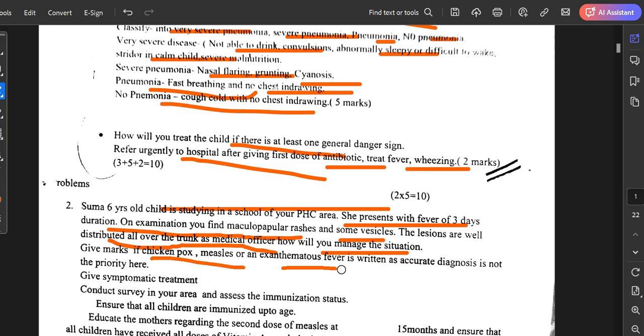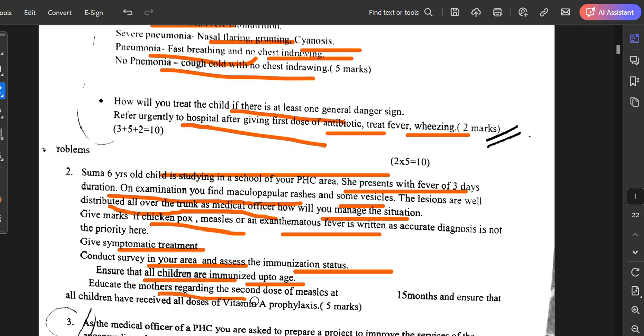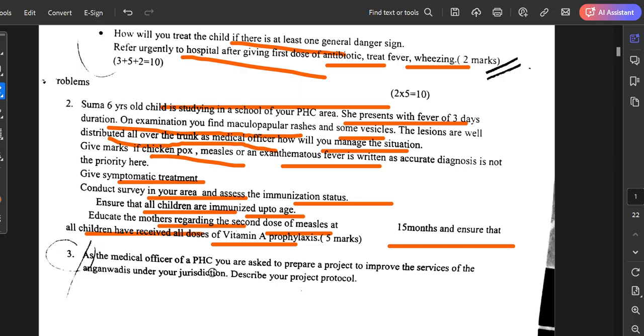So it may be chickenpox or measles, an exanthematous fever, and an accurate diagnosis is not the priority here. Give symptomatic treatment. Conduct a survey in your area and assess the immunization status. Ensure that all children are immunized up to their age. Educate the mothers regarding the second dose of measles, which is at 15 months, and ensure that all children have received all doses of vitamin A prophylaxis.